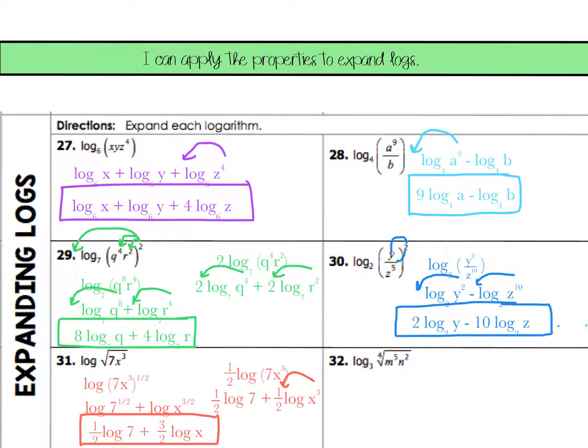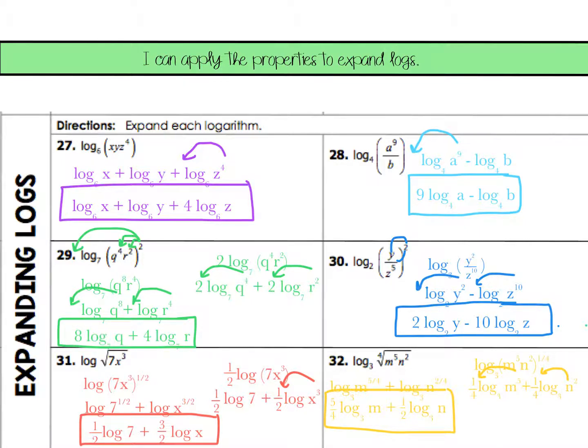And finally, I'd like you to pause the video and try number 32 on your own. Alright, so for 32, hopefully you were able to find that the answer is 5 over 4 log base 3 of m plus 1/2 log base 3 of n.